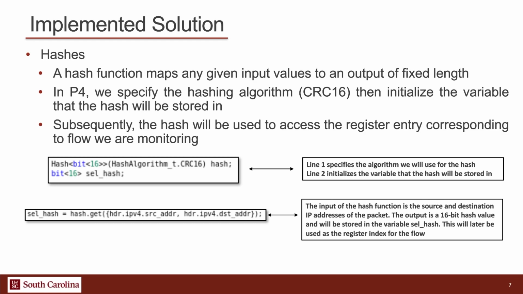So you see in the visual down here, the first line signifies what hash algorithm we're going to be using, and the second line initializes the variable in which the hash will be stored. And that final line there, cell hash, is the variable through which we'll store the hash value. And in the brackets, we have the IPv4 source and destination address, which are the values that will be hashed, creating the unique index where we're going to store our value.